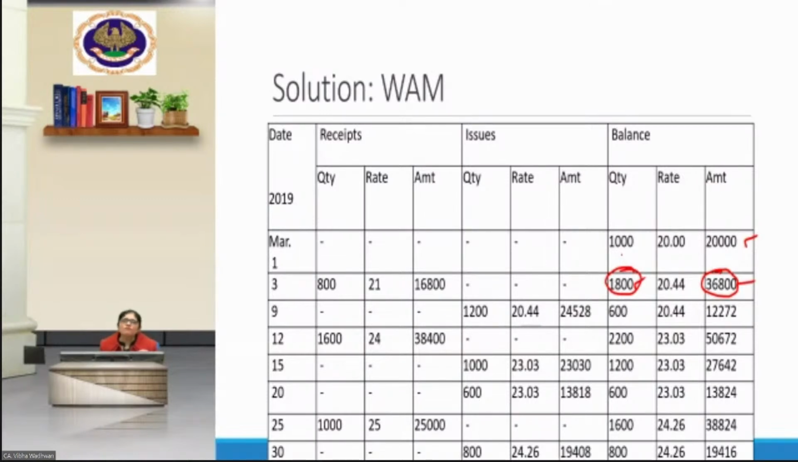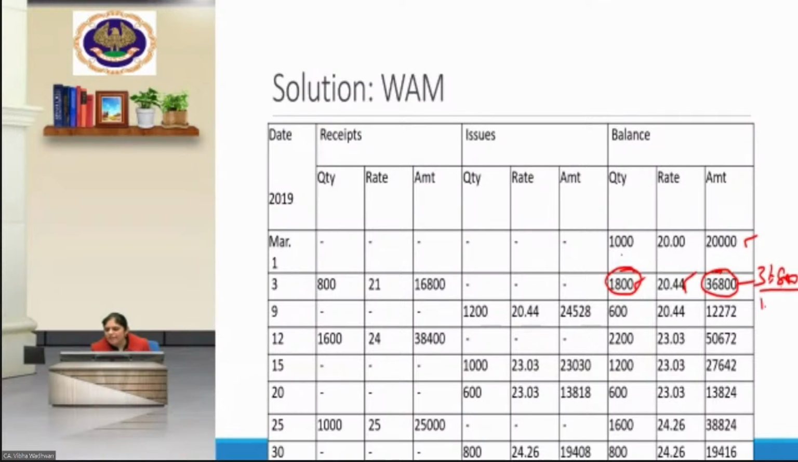Till the time of the next new purchase, the same weighted average rate will be used for all the issues. I'm repeating, the weighted average rate will be calculated only at the time of new purchase. Till then, the same weighted average rate which you calculated at the last purchase will be used for every issue. Clear? So that is the main part of it. Let us calculate the rate here. 36,800 divided by 1800. The rate is 20.44.